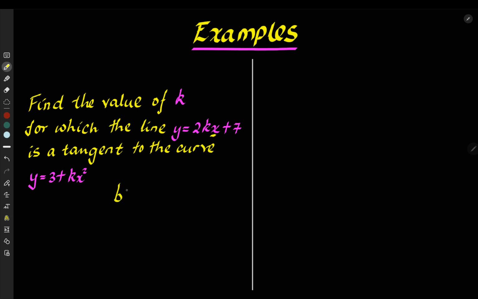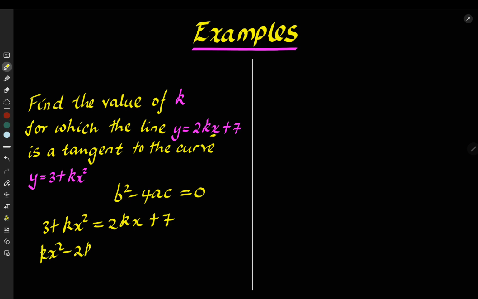So remember now, b squared minus 4ac in this case will be equal to 0. So then we can equate the two equations together to find that point of intersection. So in this case, we say 3 plus kx squared must be equal to 2kx plus 7. Then we can say here kx squared minus 2kx. Then we can bring the 7 this side. That would be negative 4 is equal to 0.